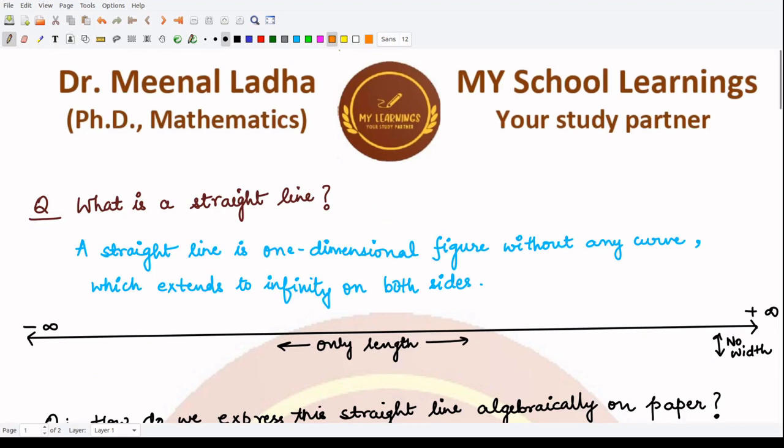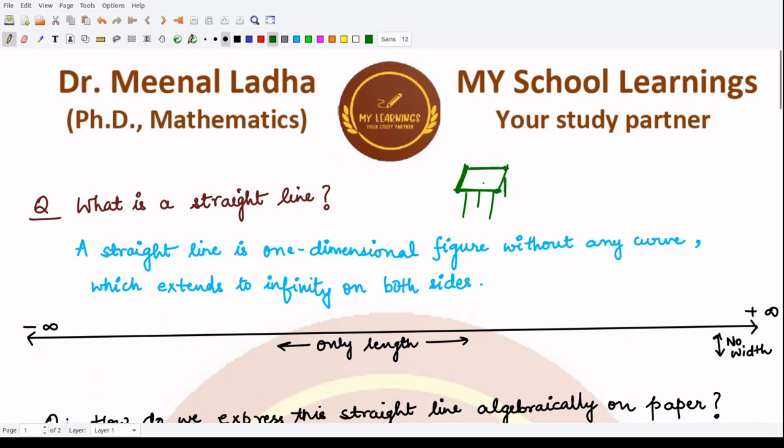If you look carefully at various objects, for example a table, you see we have so many straight lines. The edges also mark straight lines. Actually they are not straight lines, they are line segments. What is the difference between a straight line and a line segment?